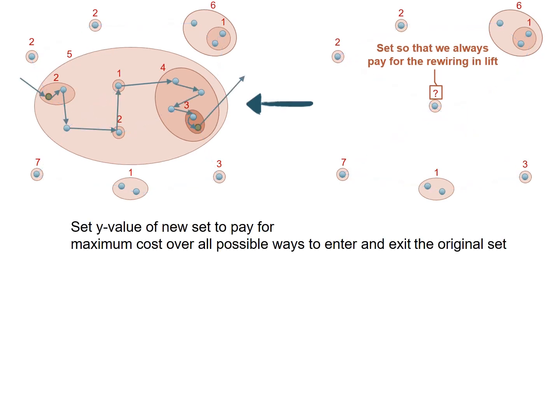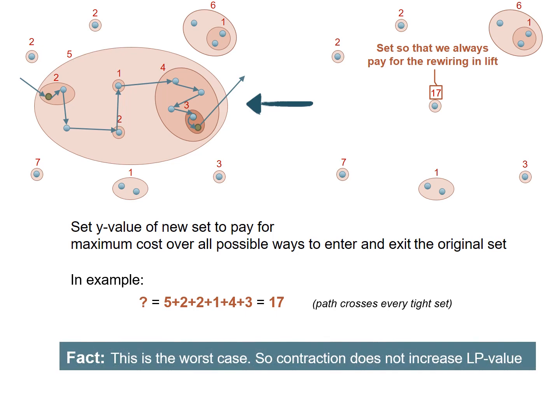So if this is in fact the maximum cost of the shortest path from this green guy to this green guy, then in this example the cost is 5 plus 2 plus 2 plus 1, 4, 3, okay, 17. So we will put 17 in here. And this is really the worst case. Here the path crosses every tight set. It can't be any worse. That's something that's easy to prove.